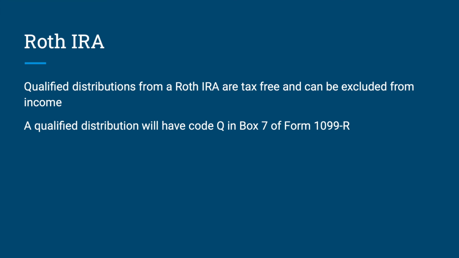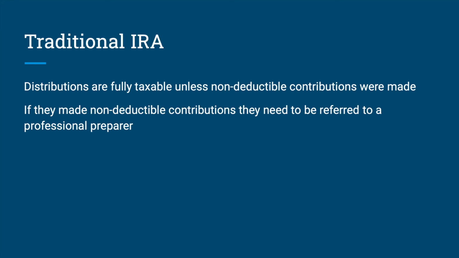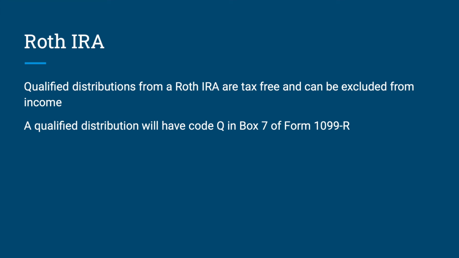And so for a Roth IRA, qualified distributions from a Roth IRA are tax-free and they can be excluded from income. So you notice here that's a little different than from a traditional IRA. And you'll know that's a qualified distribution oftentimes because code Q will be in box 7 of form 1099-R. So that's where I've talked about with a lot of these different forms, the box codes are important and I would refer back to them anytime that you see one on any form because they can give you helpful clues, such as on box 7 of form 1099-R. When it has code Q in it, it's a qualified distribution.